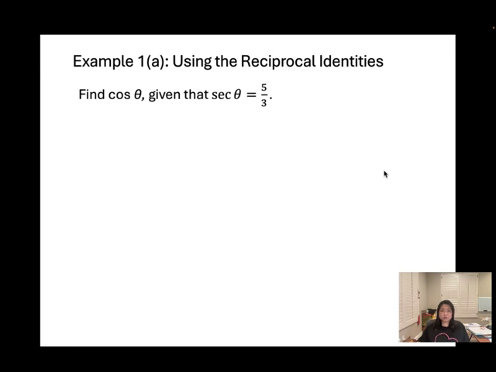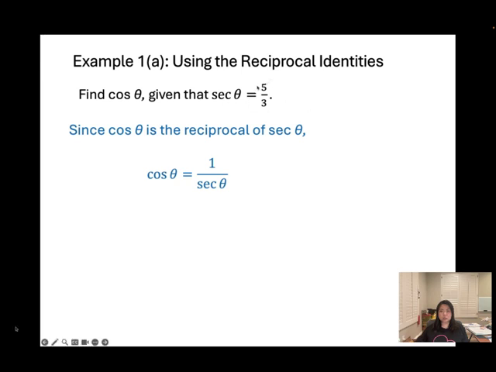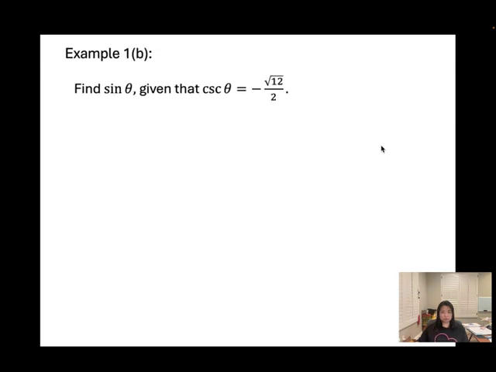Example 1. Find cosine theta given that secant theta equals 5 over 3. We're going to apply the reciprocal identities. Cosine theta will be equal to 1 over secant theta. Secant theta equals 5 over 3, so you could plug it in. The reciprocal of 5 over 3 will be 3 over 5. I want you guys to try to do this one.